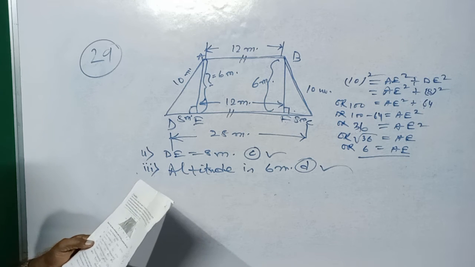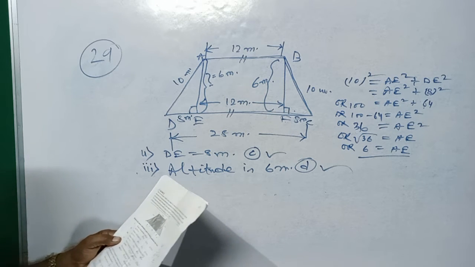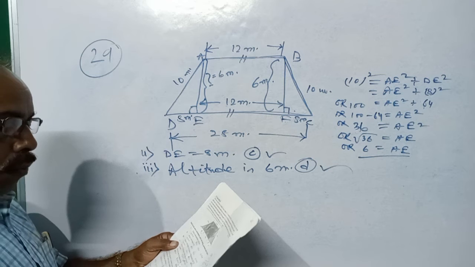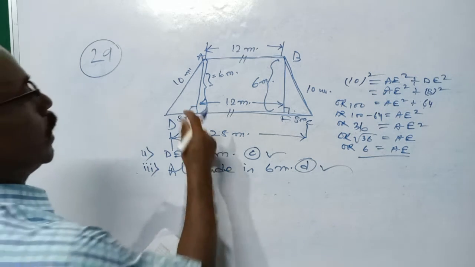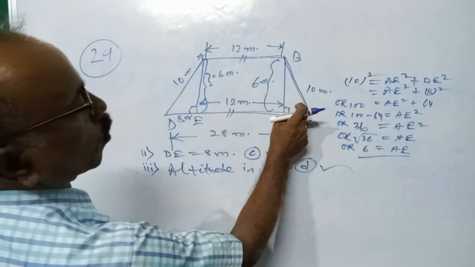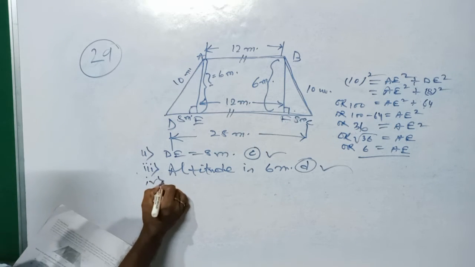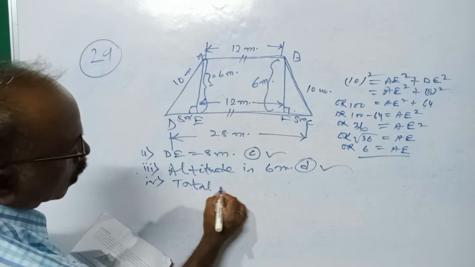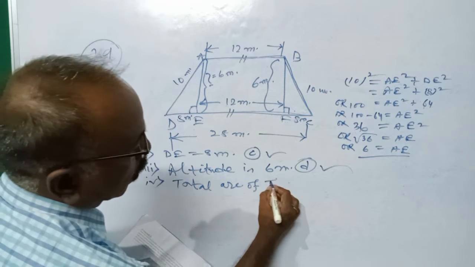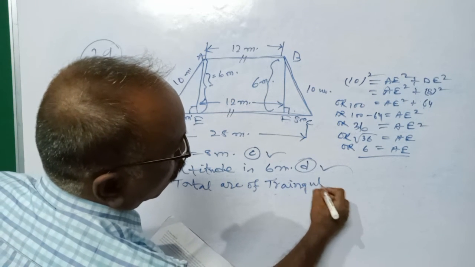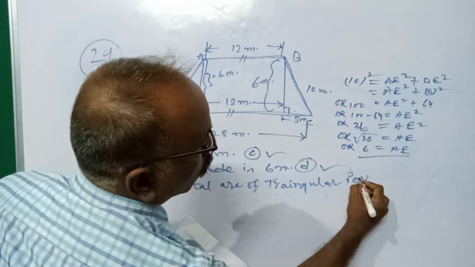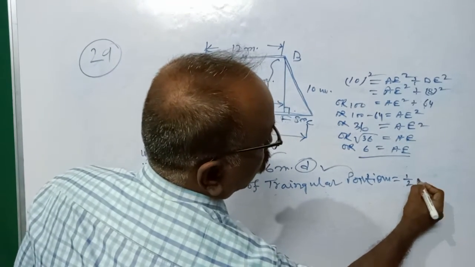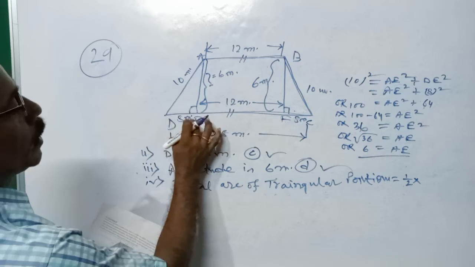Next, what is the total area of the triangular portion? My dear student, what is the total area of the triangular portion? You see, this is the triangular portion and this is the triangular portion. Now, in question number 4, what is the total area? Total area of the triangular portion is equal to half into area of the triangle, half base into height.